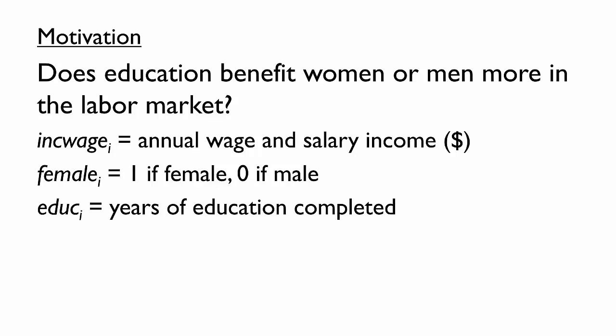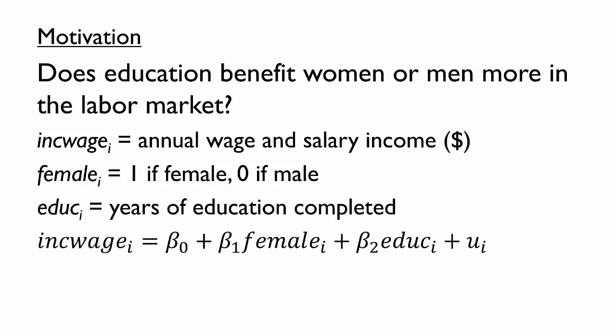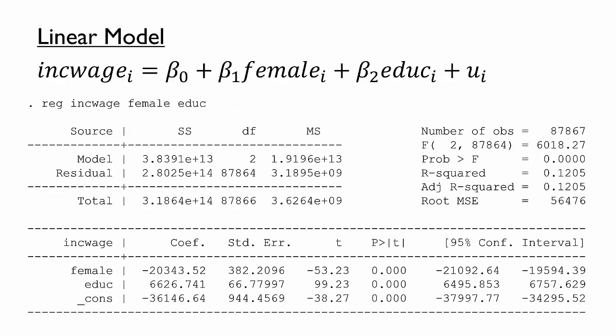Shortly we will see that addressing the above question will require a new twist to our econometric model, but let's first see what we can learn from a simple one. Our motivating question suggests that income should be the dependent variable, while gender and education are the independent variables. Let's estimate this model using a sample of employed individuals from the Current Population Survey, or CPS. Here are the estimates of our first model.